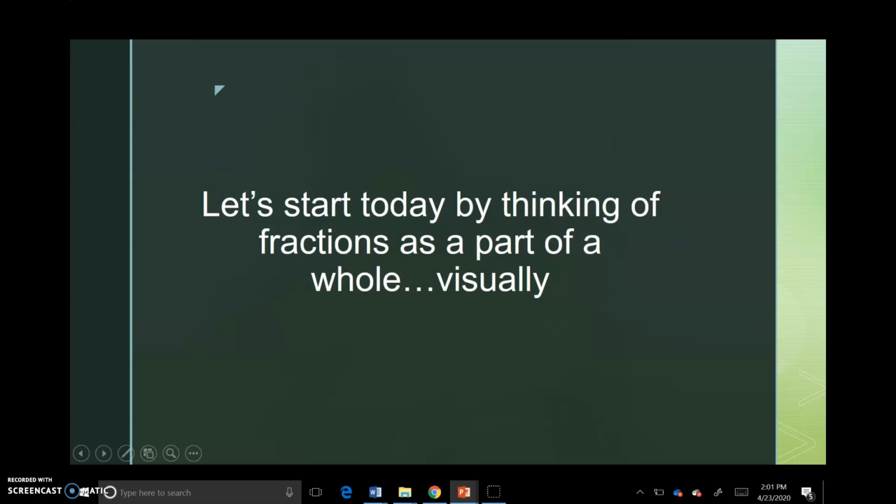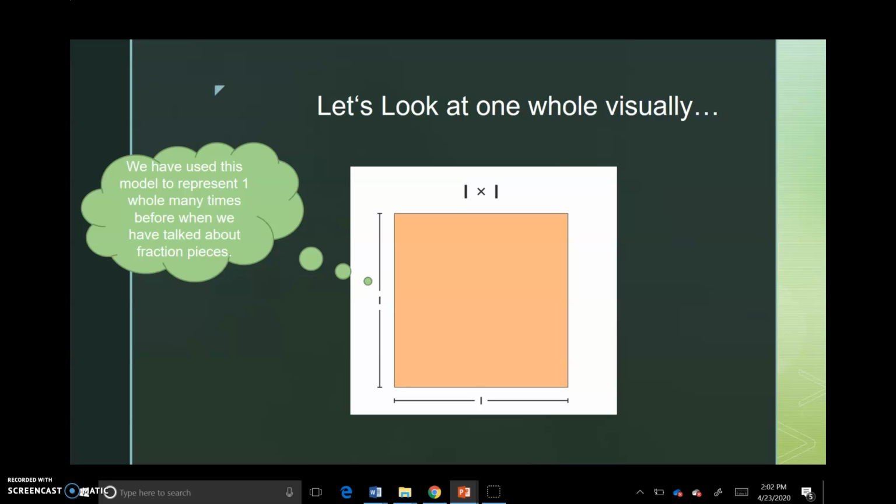So thinking about what a fraction is when we're thinking about a part and a whole. When we're looking at a whole visually, we have been working with a template of a unit square, where in this model we have a 1 unit by 1 unit, and then we've broken those wholes up into the fractional pieces that we're looking for. And we are going to use that same idea when we're thinking about fractions.